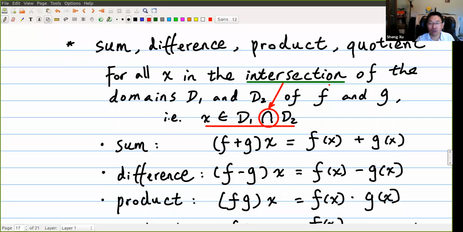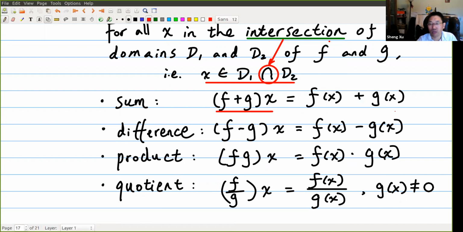You can add, so this is the notation here. (f + g)(x) is f(x) plus g(x) for input x. (f − g)(x) is f(x) minus g(x). (fg)(x) is f(x) times g(x). (f/g)(x) is f(x) over g(x). Of course, we require g(x) non-zero. That's very obvious, very simple.